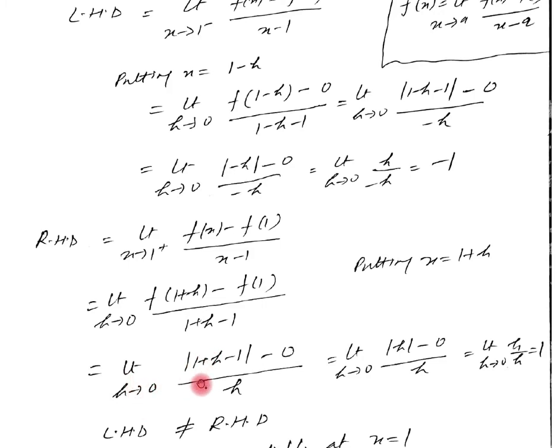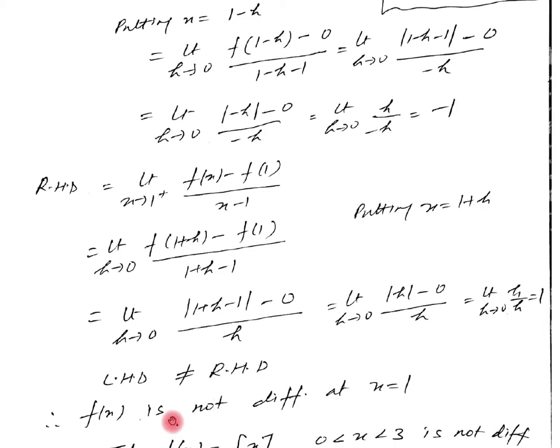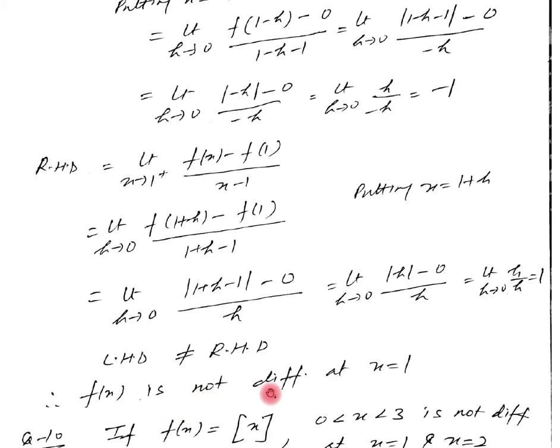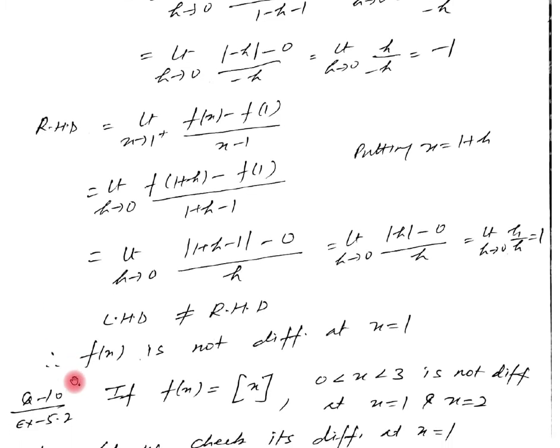Then putting in the function, modulus of 1 plus h minus 1. Again f(1) is 0, upon h. Simplifying here, we get limit h tends to 0, modulus of h minus 0 upon h. Again the modulus of h is h. Then h upon h is equal to 1. Now here the left hand derivative is minus 1, and the right hand derivative is equal to 1. Now the left hand derivative is not equal to the right hand derivative, so we can say the function is not differentiable at x equal to 1. This is the way to do this question. Let us see the question of the greatest integer function.